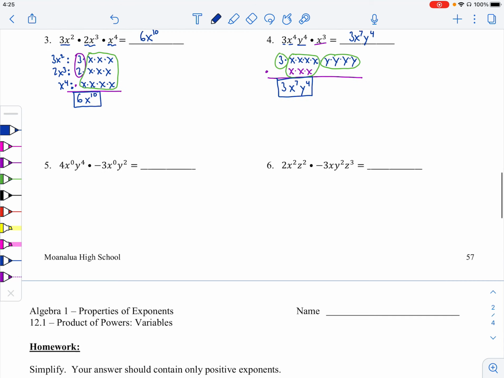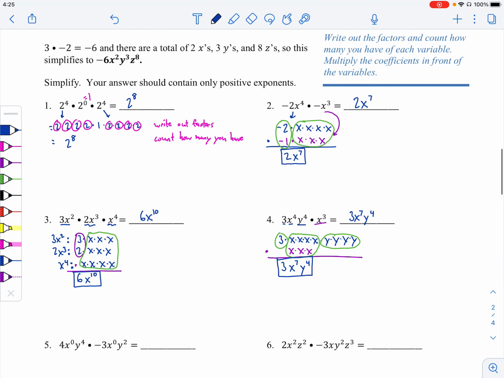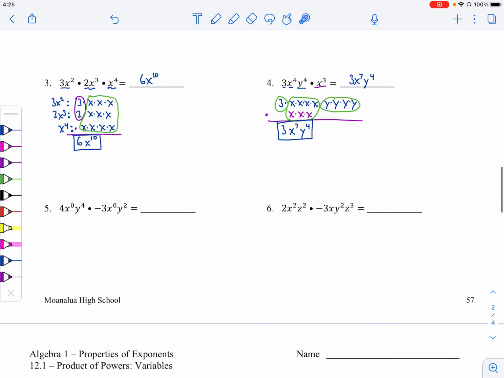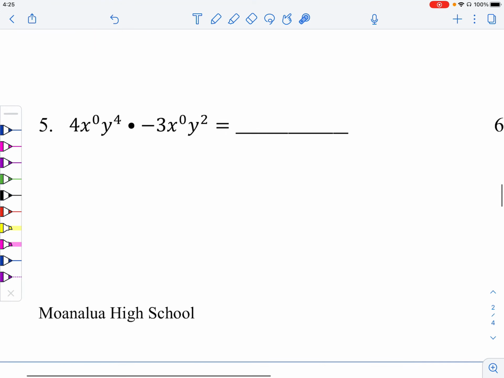Okay. That's all it is, right? So you notice what we're doing. Write out the factors and count how many you have of each variable. Multiply the coefficients in front of the variables. So we just write out our factors, right?